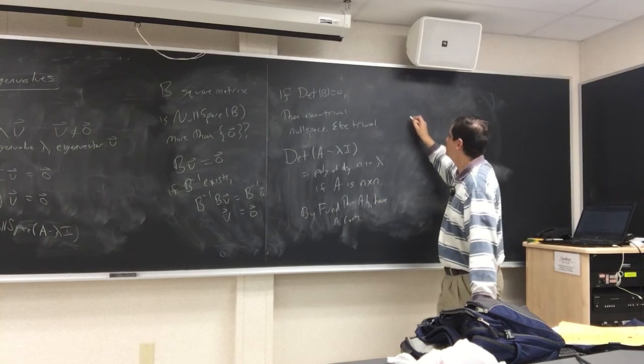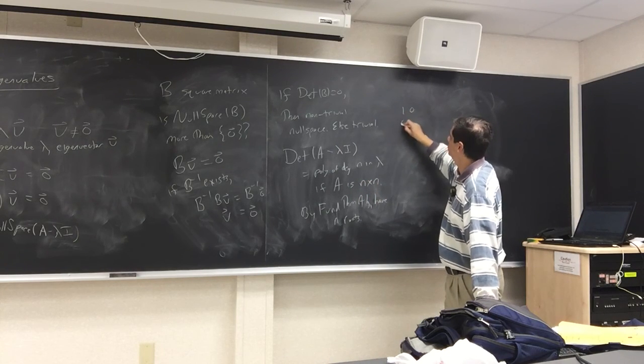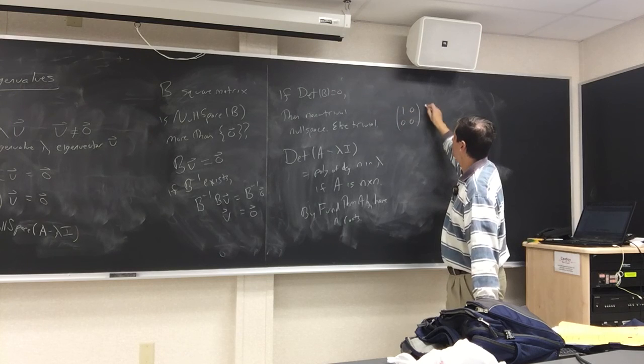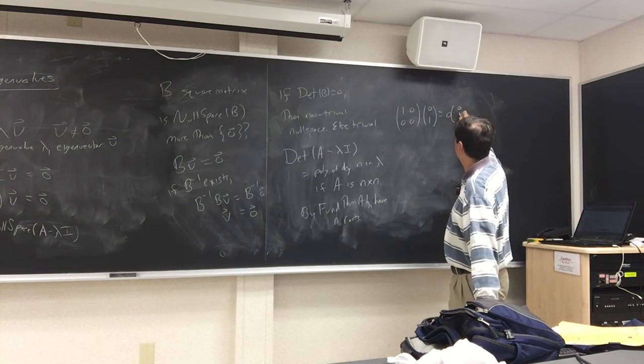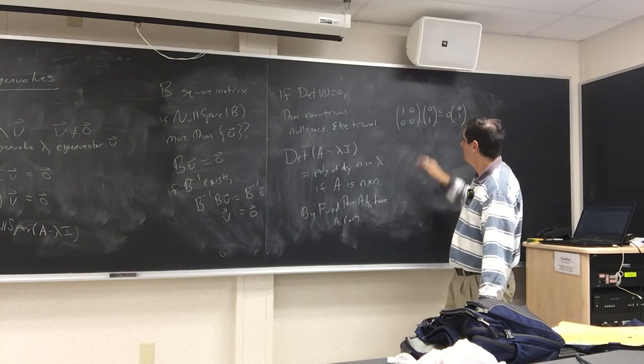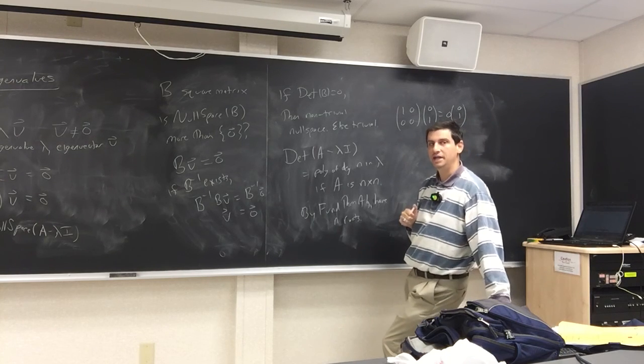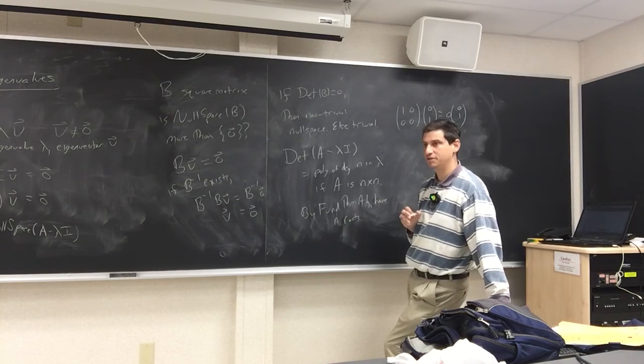So for instance, imagine I give you the matrix 1, 0, 0, 0. It acts on the vector 0, 1 and gives you back 0 times 0, 1. So the vector 0, 1 is an eigenvector with eigenvalue 0, but it's not the 0 vector, so everything is okay.